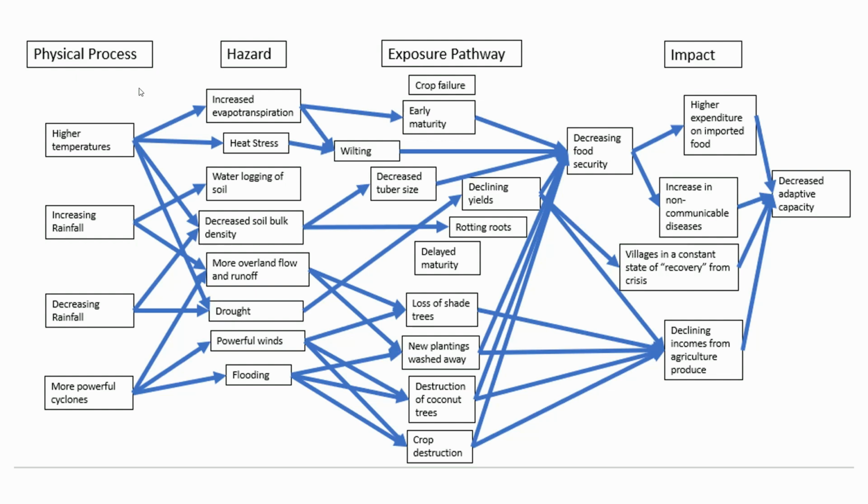Because this is a climate impact chain analysis. So you can see we've got higher temperatures and increasing rainfall, decreasing rainfall in some seasons, and more powerful cyclones. So all of these things are affecting this particular country.